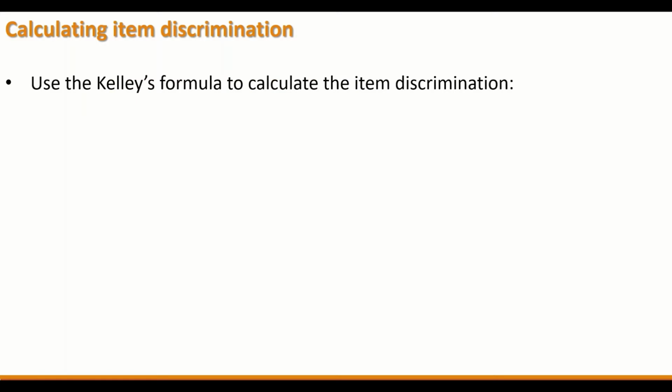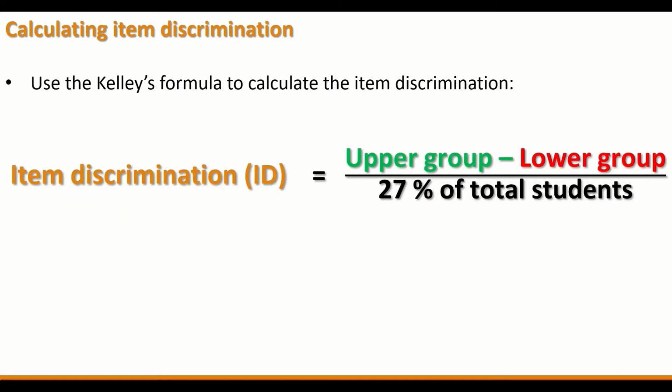Then use Kelley's formula to calculate the item discrimination as given here. The ID equals the upper group minus the lower group divided by 27% of total students, i.e. calculating the upper group proportion and the lower group proportion and subtracting them to get the ID. An ID percentage can also be calculated by multiplying the ID by 100.